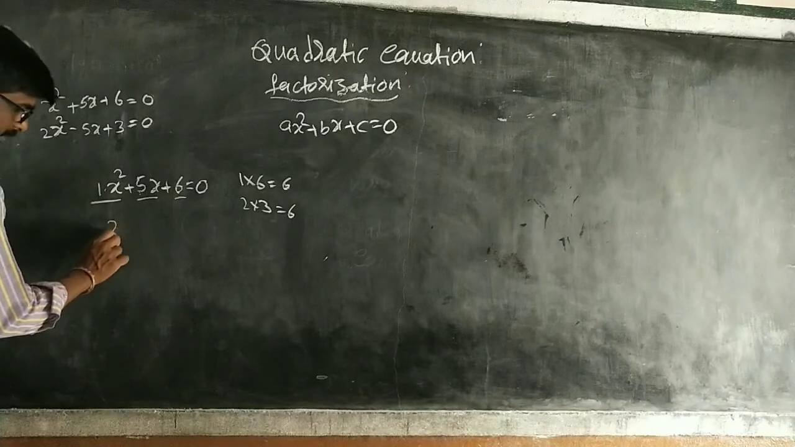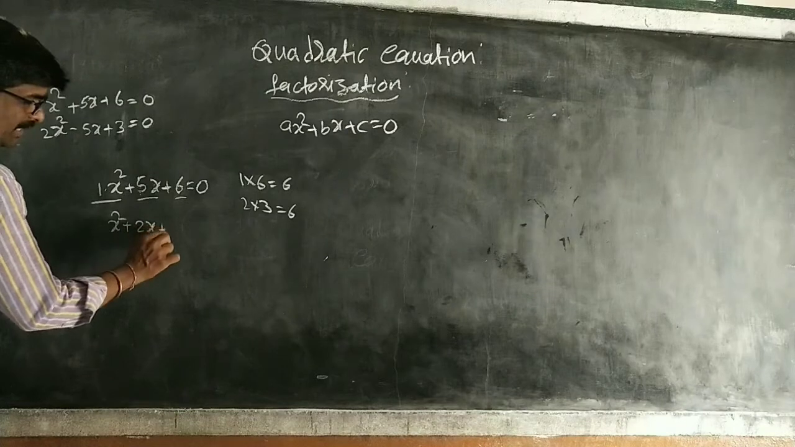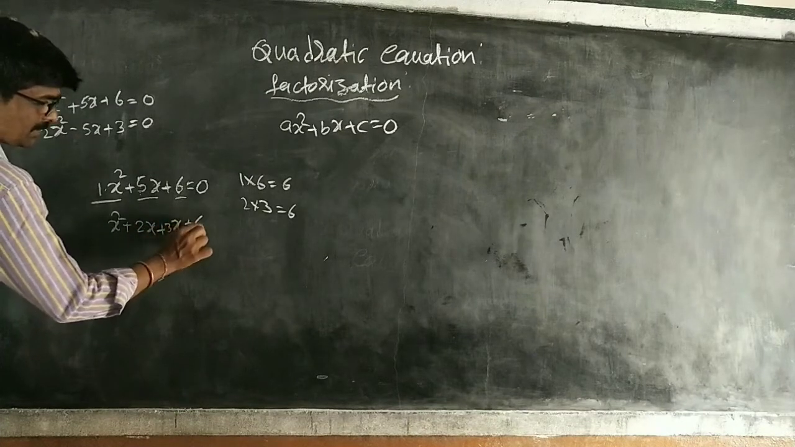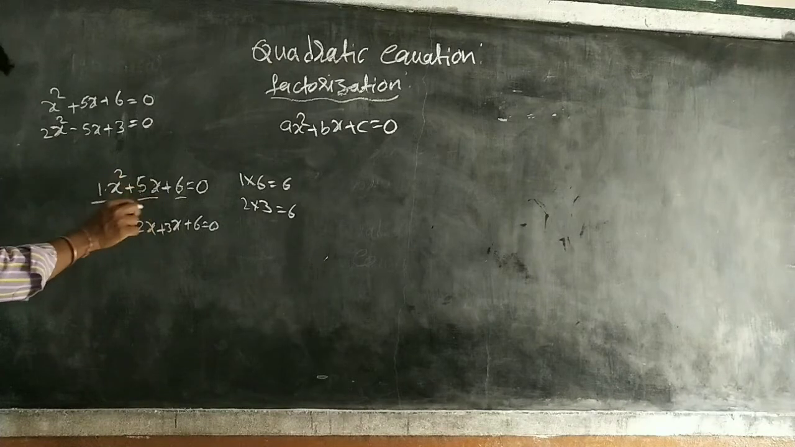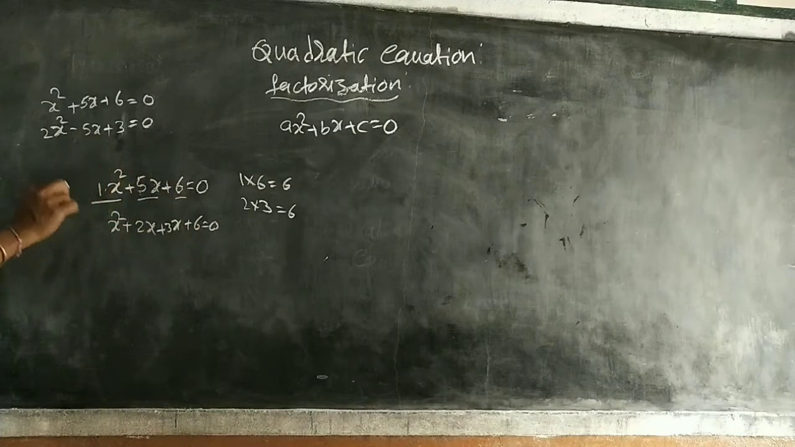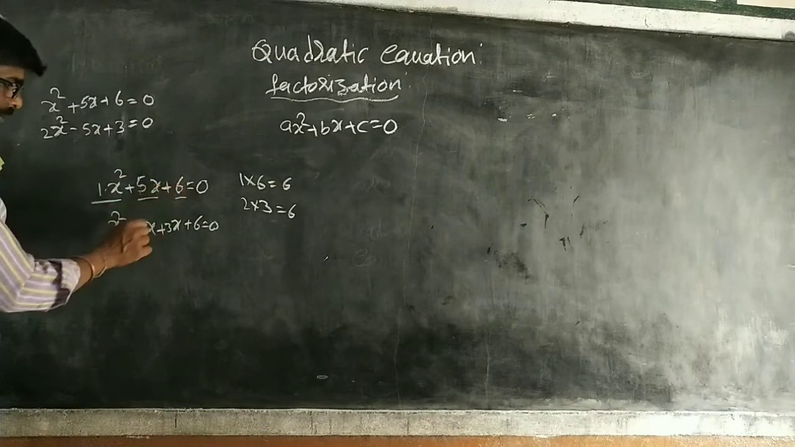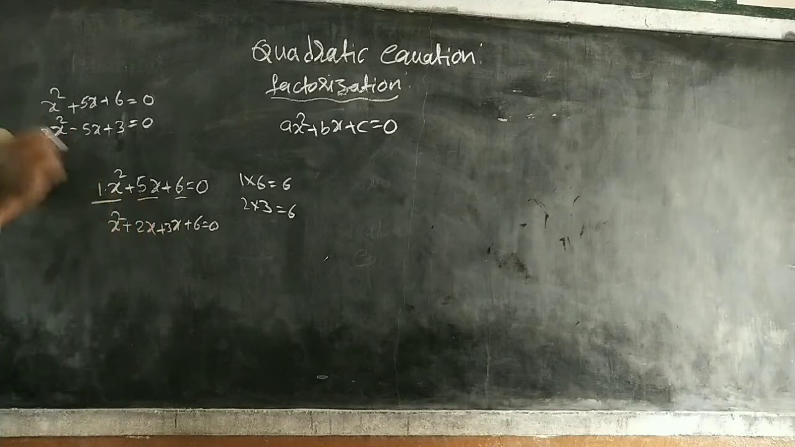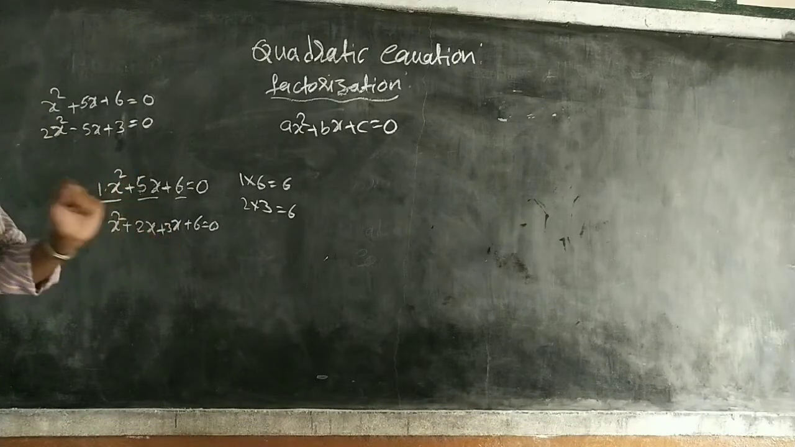So observe, x square, 5x I am writing as 2x plus 3x, then plus 6 is equal to 0. 2x plus 3x is 5x, never changed. x square as it is, 6 as it is. So here the coefficients 1 into 6 is 6, 2 into 3 is 6. The signs are so important, either plus or minus should be equal.